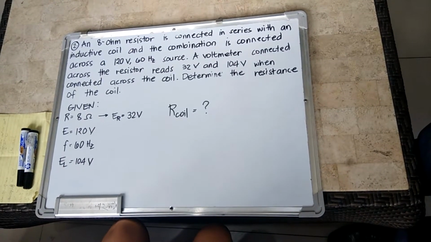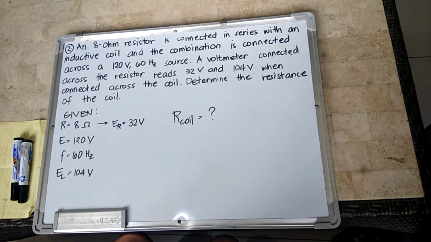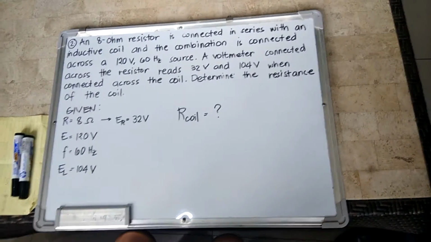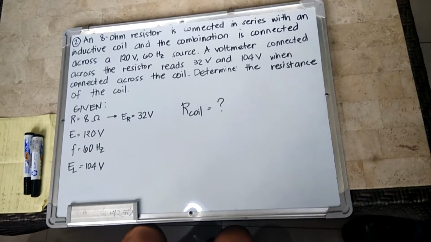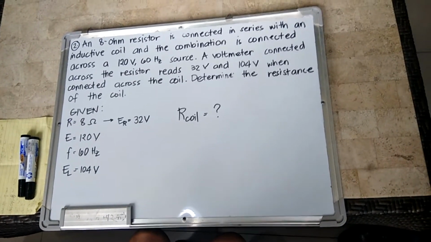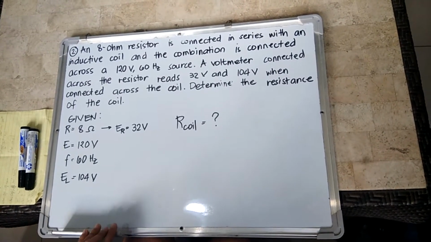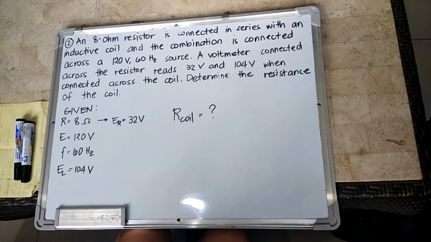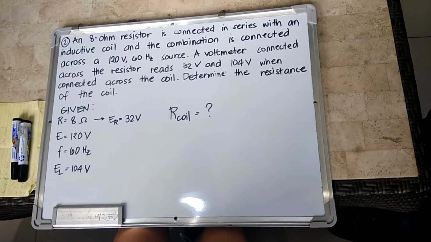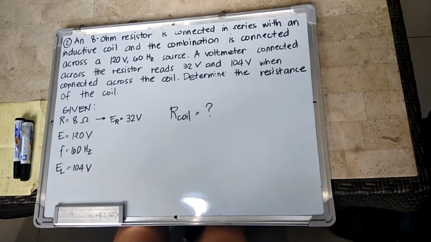Let's have our example number 2. So, an 8 ohm resistor is connected in series with an inductive coil, and the combination is connected across a 120 volts 60 Hz source. A voltmeter connected across the resistor reads 32 volts and 104 volts when connected across the coil. Determine the resistance of the coil.